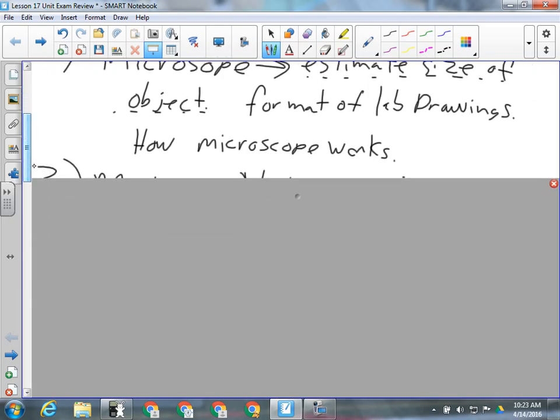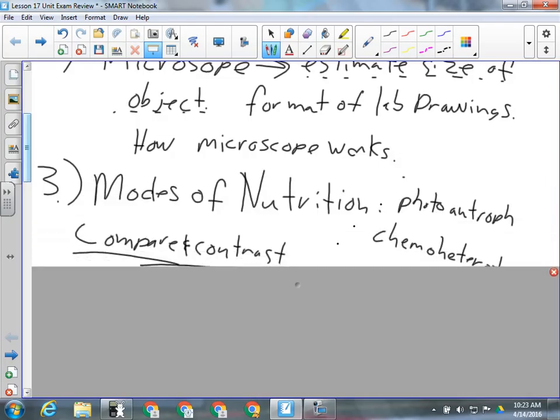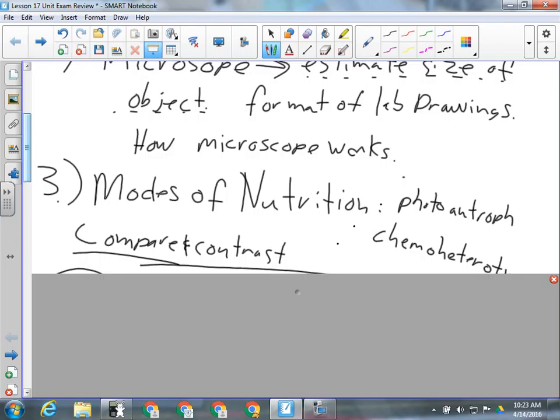All right, third thing we talked about, modes of nutrition. First off, you got to know the two terms for sure, photoautotroph and chemoheterotroph, definitely know those. Know what types of organelles they need to have in order to survive, to carry out their basic functions, that might come into play on that one. One of the basic functions of a photoautotroph is to be able to carry out photosynthesis.